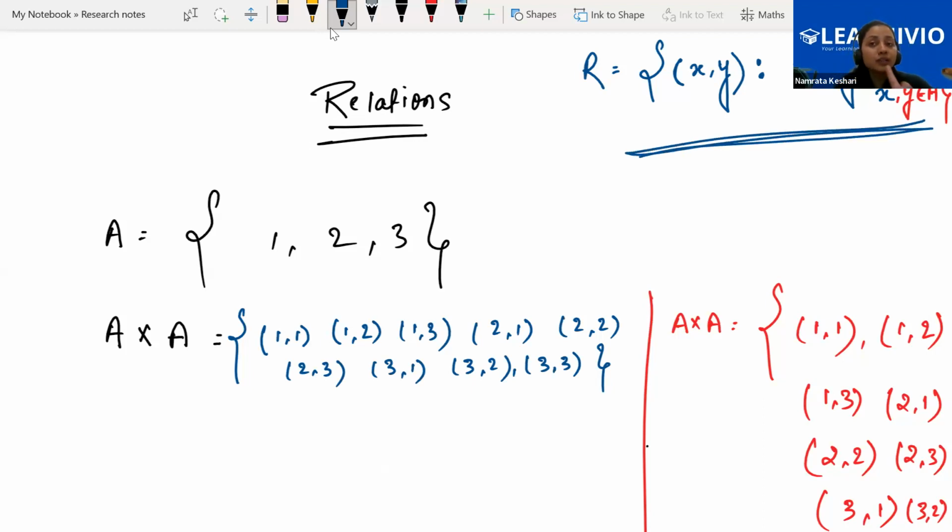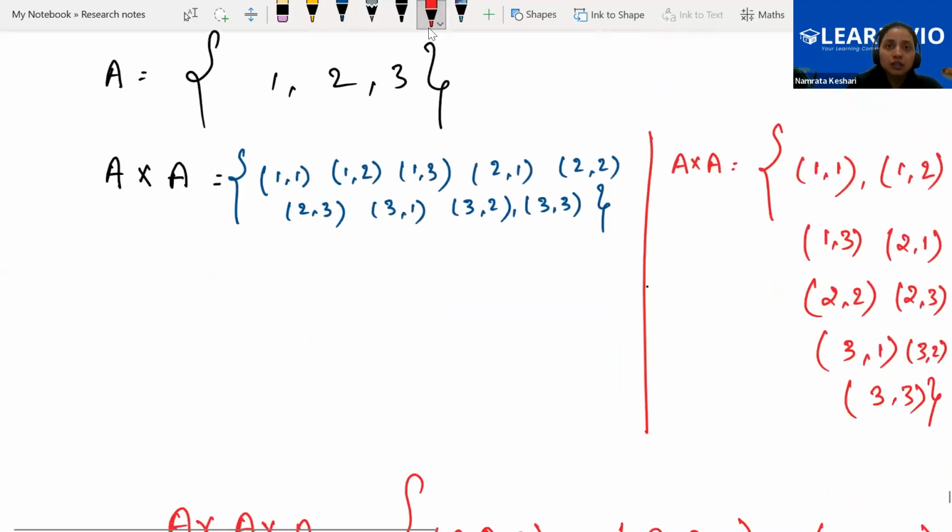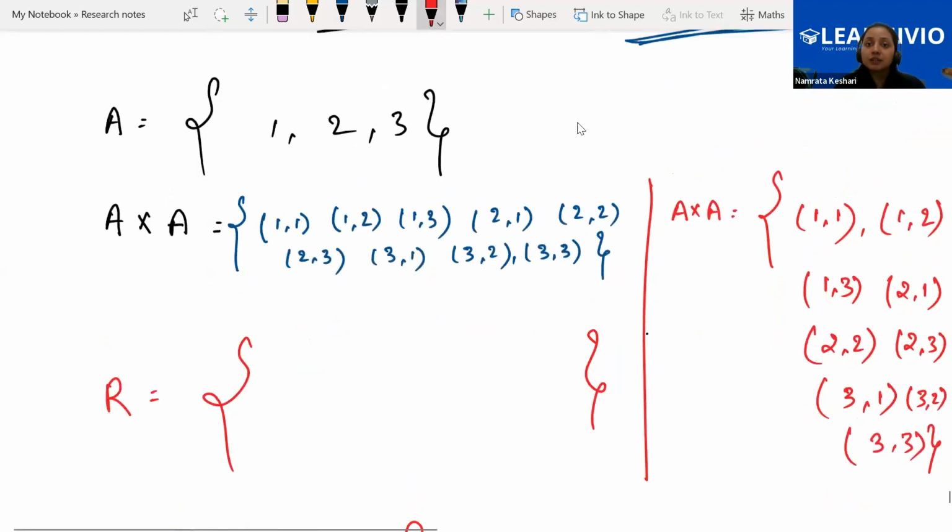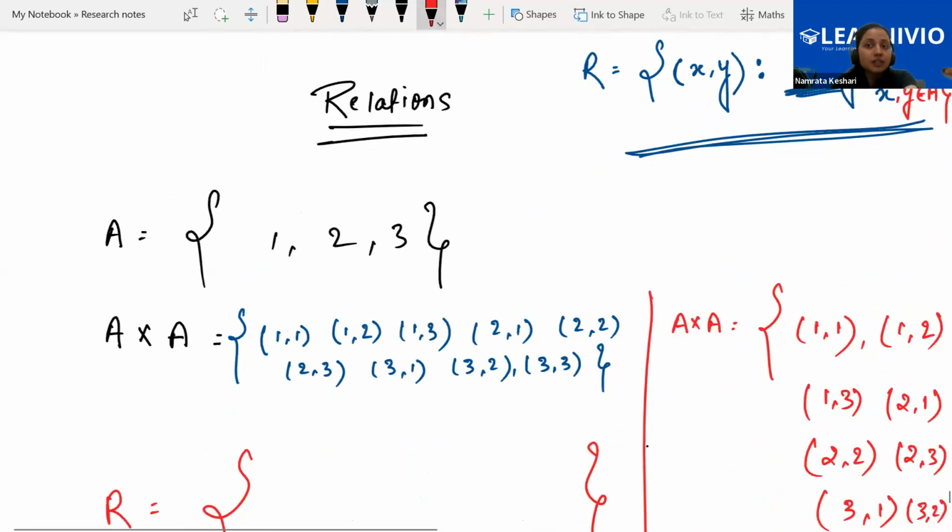we have to take only those ordered pairs where x is smaller than y. So from this roster form, from all the ordered pairs, we are bound to take only those ordered pairs where x is less than y, where x and y belong to A only. Okay, x is the first element, y is the second element. So let's make the relation. The relation is such a set which will have only those ordered pairs. It is clearly written over here that it will only have those ordered pairs where x is smaller than y.